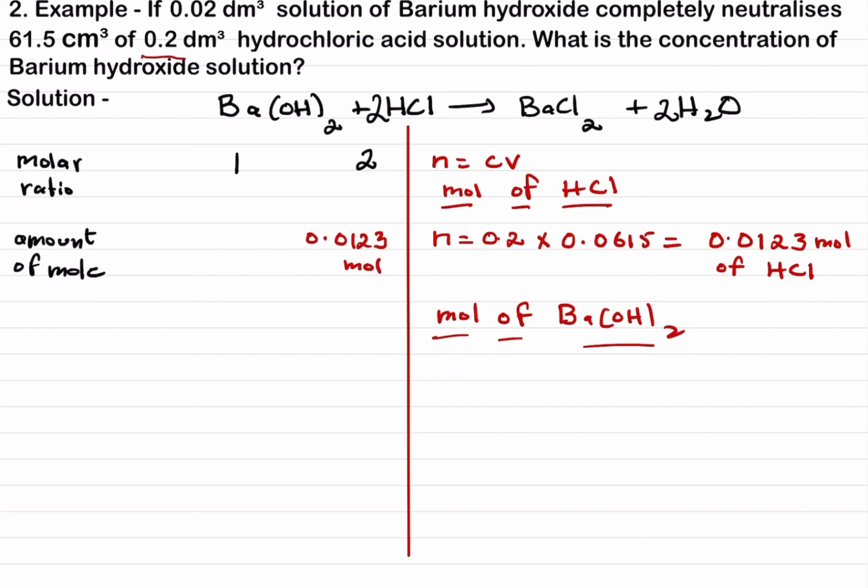Now the moles of barium hydroxide. We'll use the moles of hydrochloric acid to find the moles of barium hydroxide when we use the coefficients. So 0.0123 mole of HCl, this is the moles of HCl, into 1 by 2. 1 is the coefficient of barium hydroxide and 2 is the coefficient of hydrochloric acid. So 1 is moles of Ba(OH)2 and 2 is moles of HCl, the coefficient of HCl.